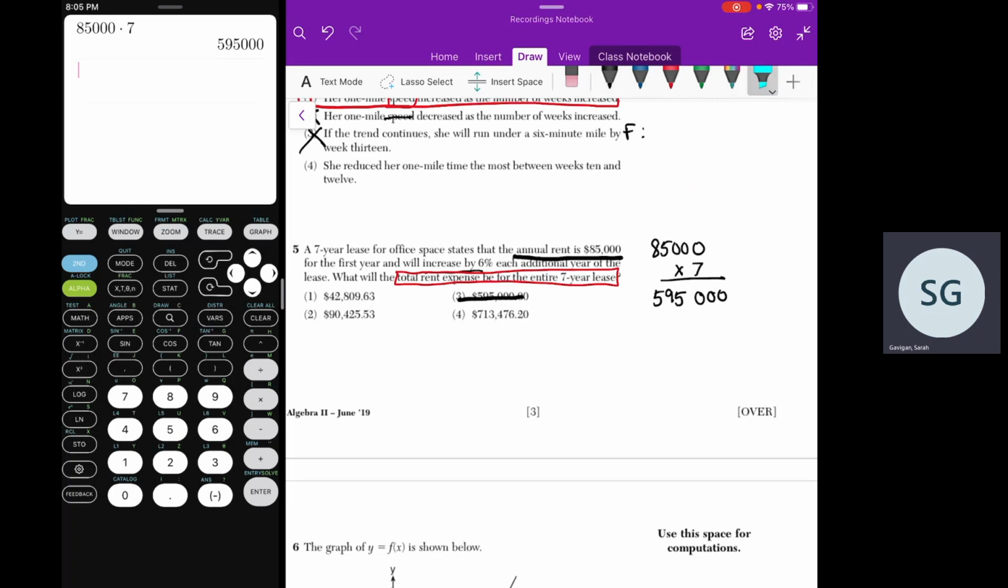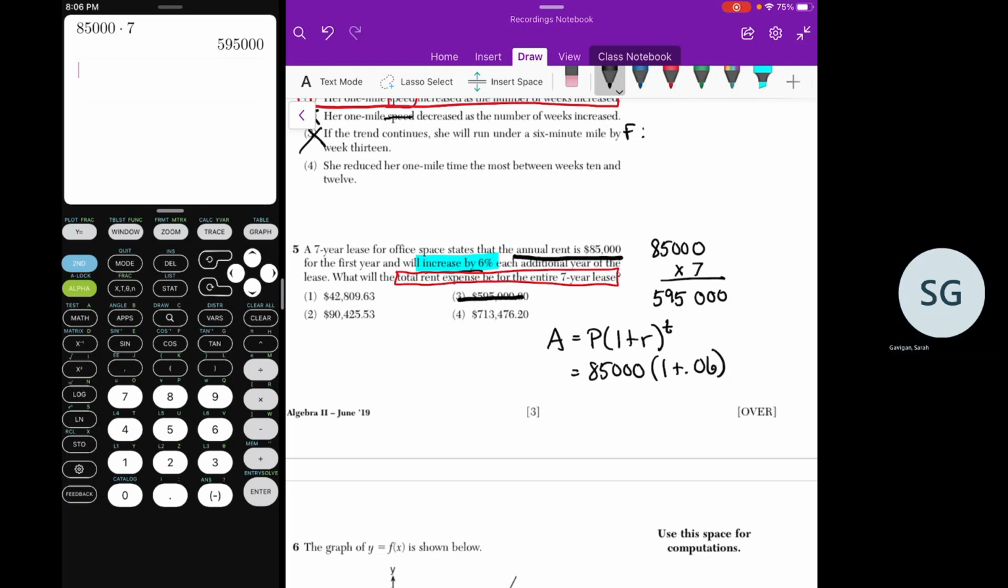The percent increase formula is a formula that you should know. Percent increase. So it's a percent increase. We're going to have 85,000 times 1 plus 0.06. Now, if we put in 1 here, that's not going to add up. That's going to be how much it is after the first year. And then if we do 2, that's how much it is after the second year.